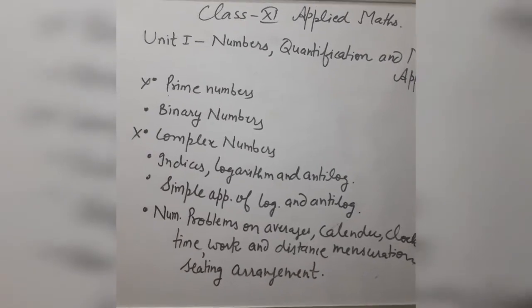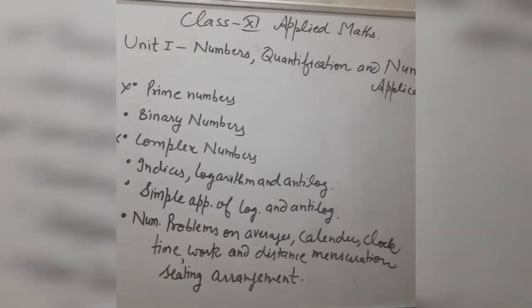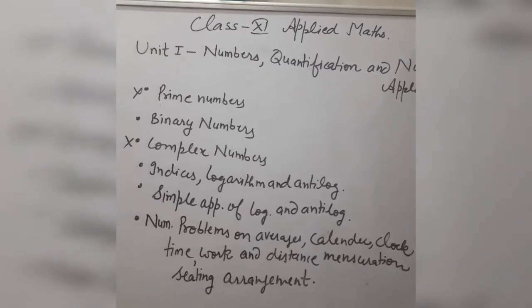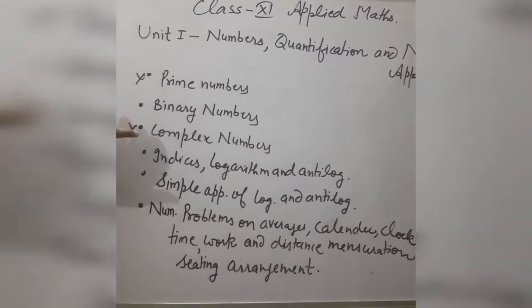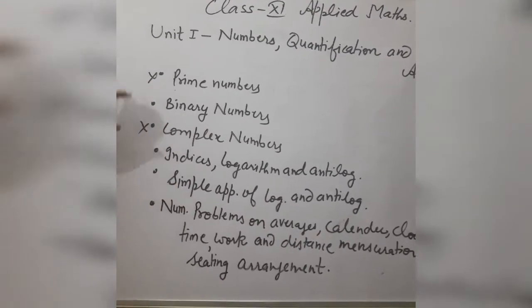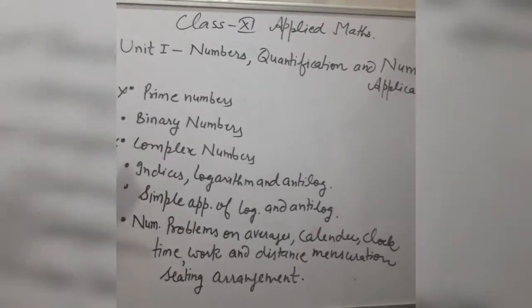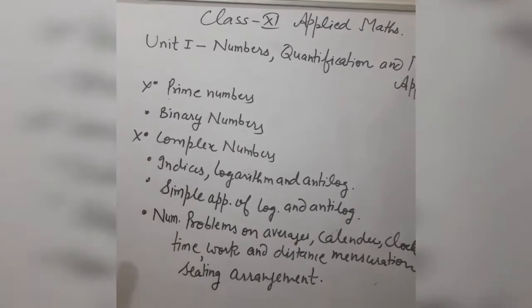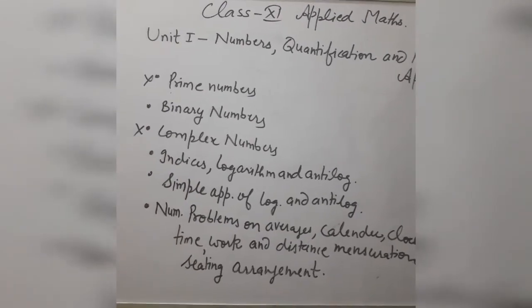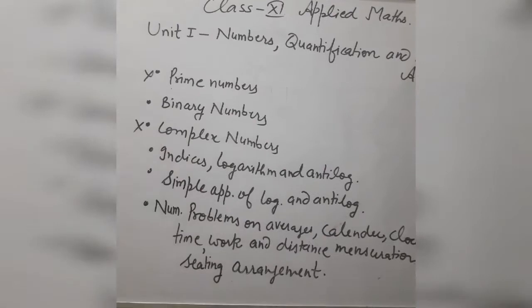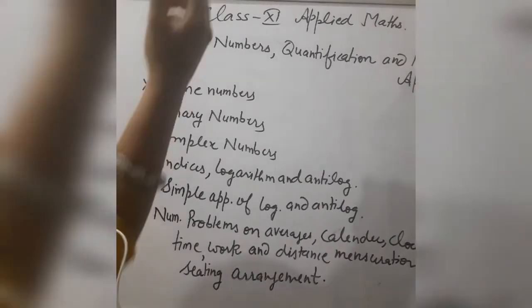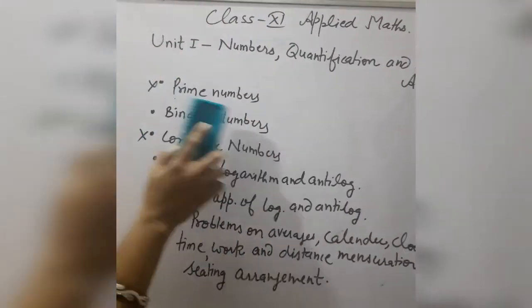But for this year, 30% of the syllabus is reduced by the board, so these two topics, prime numbers and complex numbers, are deleted from this unit. So we will do the remaining topics of this unit. Let us start this unit with the topic binary numbers. In today's video I will explain this topic, binary numbers.